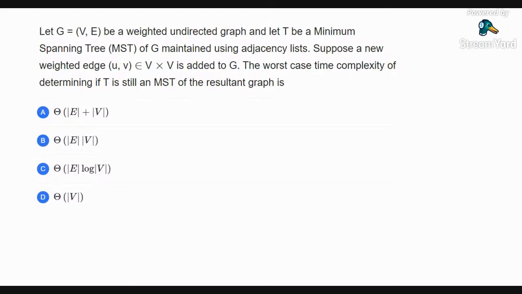Depending on this, we will have to search every vertex. It means, go to each vertex and check whether the addition of this edge UV is affecting that vertex or not. So the worst case time complexity of determining whether T is still an MST of the resultant graph is nothing but order of V, so this is theta of V. So option 4 is the correct option.